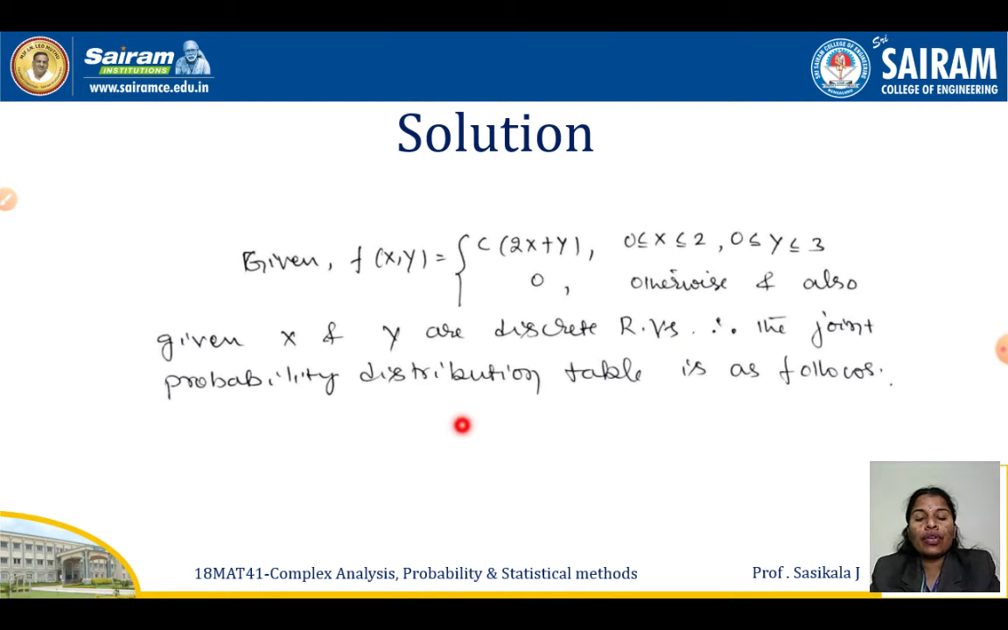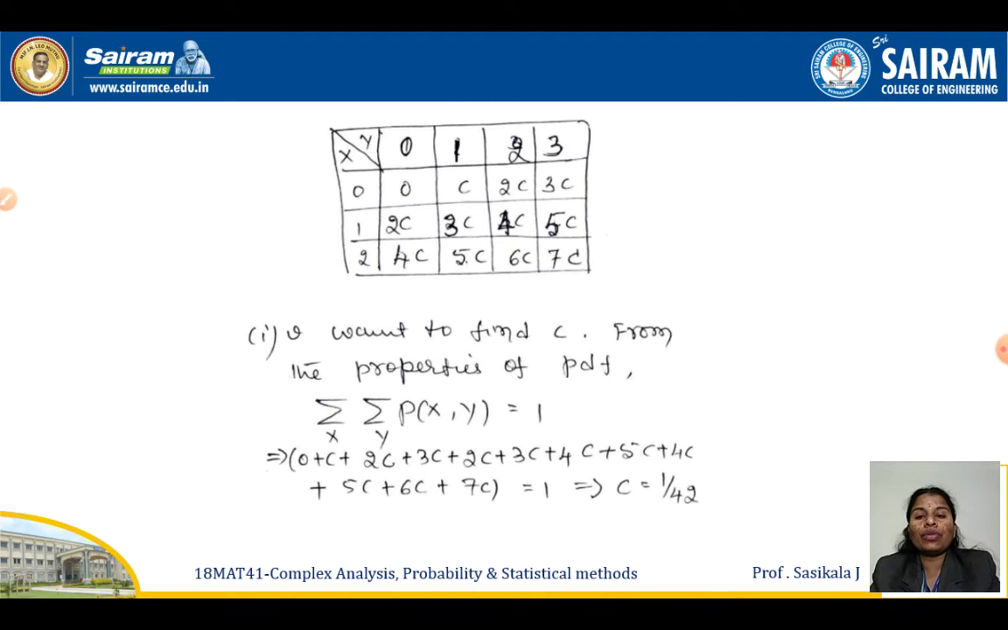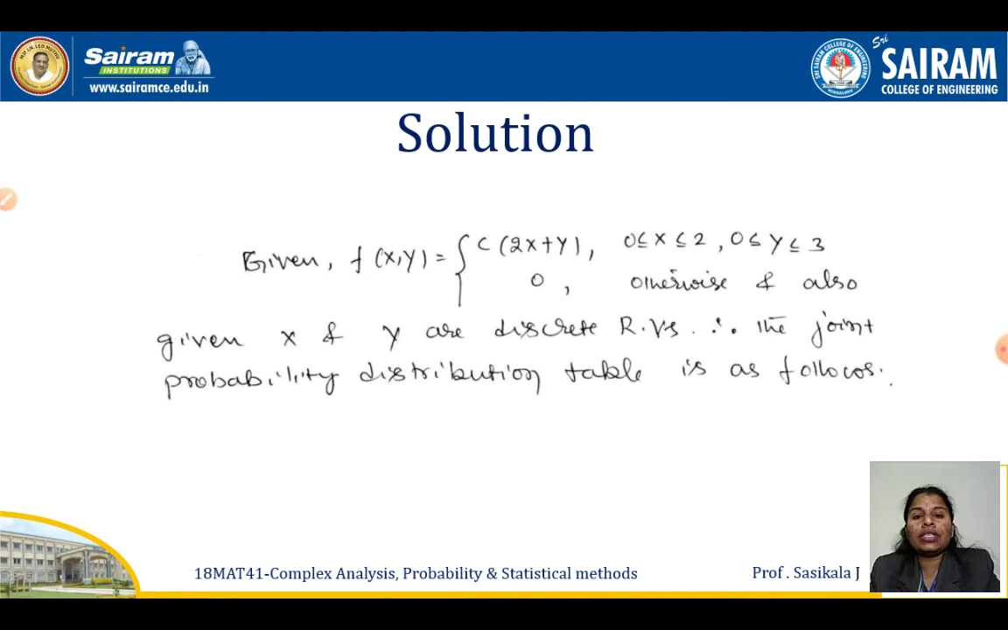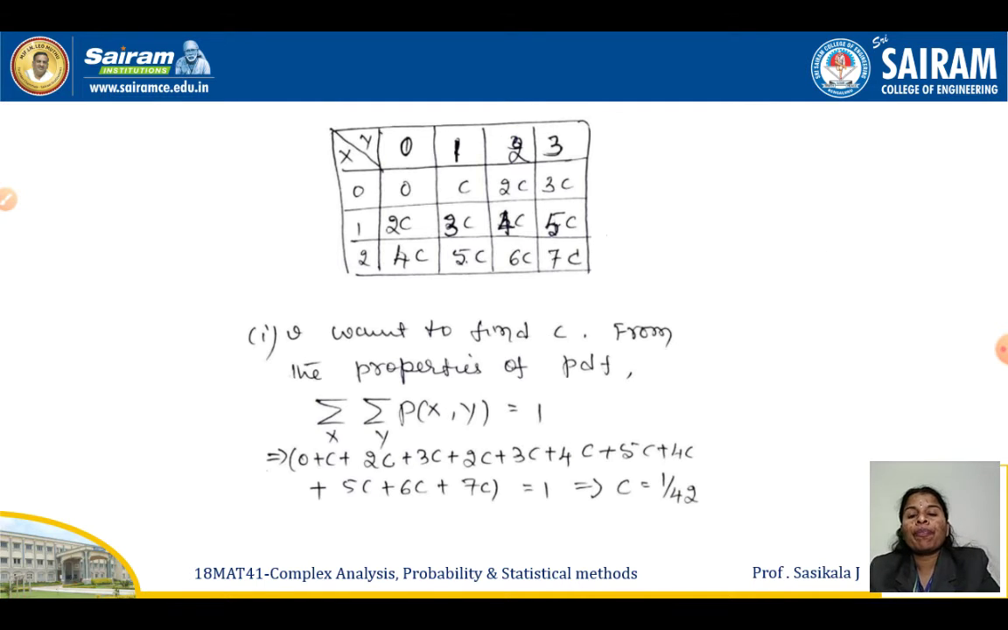Now x and y are discrete random variables. How will the joint probability distribution table be? Your x values go in rows: first row 0, second row 1, third row 2, because x varies from 0 to 2, and y varies from 0 to 3, so the columns are 0, 1, 2, 3. Now in the function c of 2x plus y, replace both x and y values. The first one is 0, the second one we get c alone, because 2x will be 0 and y will be 1. Next I'll get 2c, 3c. Similarly, you can fill in the remaining cells also.